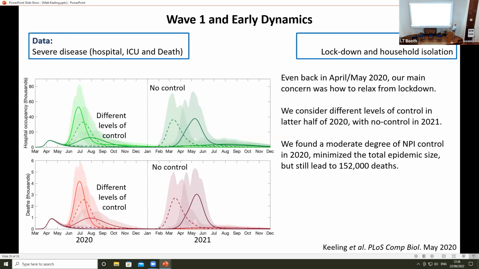So we thought about different levels of control during the second half of 2020. And then we thought, well, by 2021, we're going to relax all controls completely. We know no outbreak's going to last more than 9 months. I mean, it can't possibly go on that far.